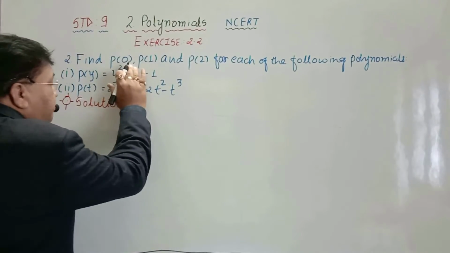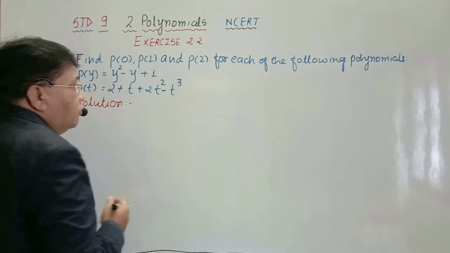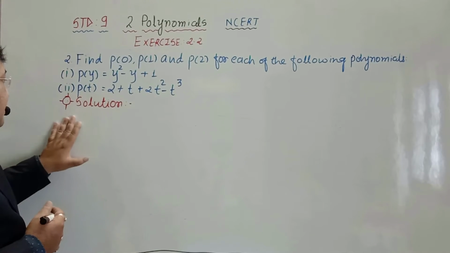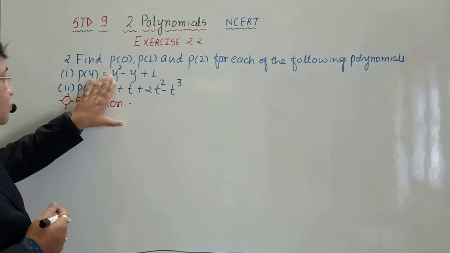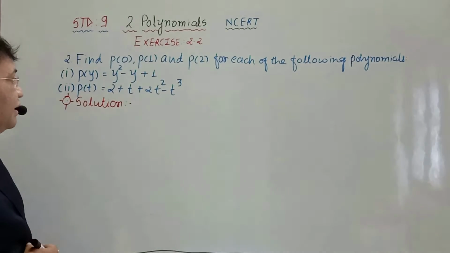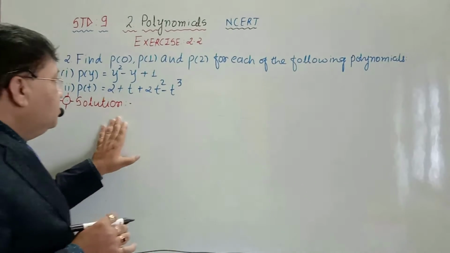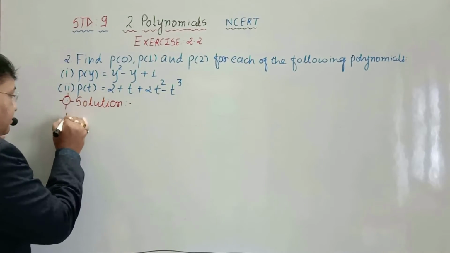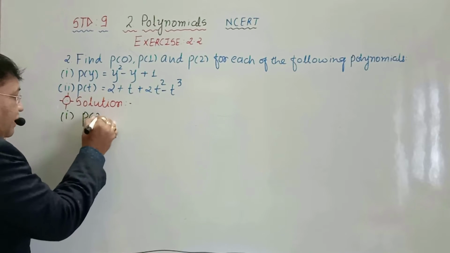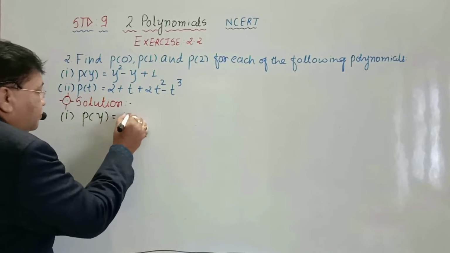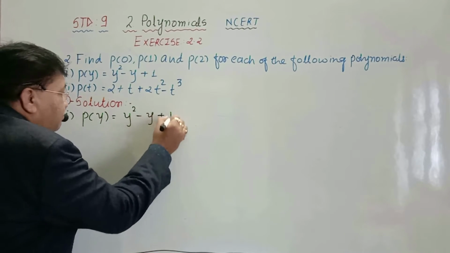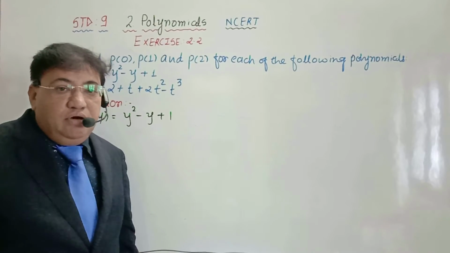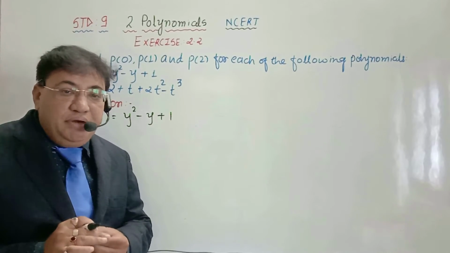Now we start question number 2 of chapter 2, exercise 2.2. Find P0, P1 and P2 for each of the following polynomials. Here the polynomial is given: P(y) is equal to y square minus y plus 1, and we want P0, P1 and P2. For this polynomial we want the value of P0, P1 and P2.